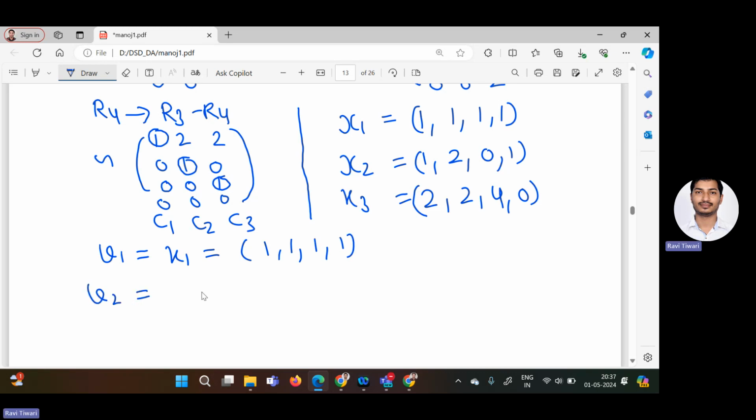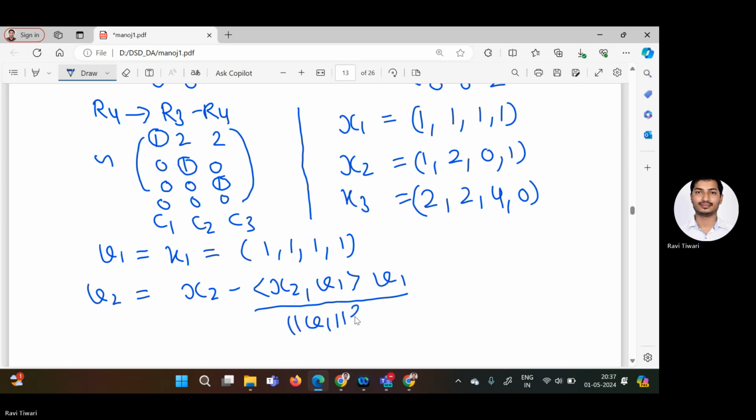V2 is what? X2 minus the inner product of X2 comma V1, into V1, divided by norm V1 whole square. So now I hope you can solve this question yourself, because we have done a similar type of problem. My target was how you will proceed if you are getting the column space: calculate the row space, the basis for the row space, and convert it into an orthogonal basis. First our target is to convert the given matrix into row echelon form, and then we can calculate the orthogonal basis for the row space, column space, and null space also.